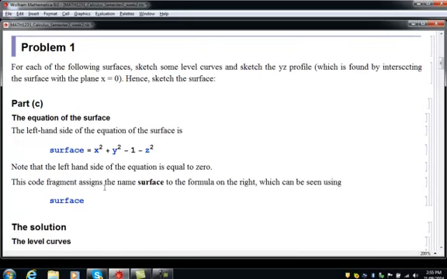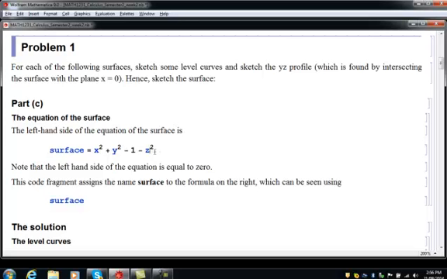So let's start with problem 1. And problem 1 says for each of the following surfaces, sketch some level curves and sketch the YZ profile, which is found by intersecting the surface with the plane x equals 0. Hence, sketch the surface. So, okay, we need to write down the equation of the surface. This is part C, by the way. We can write the left-hand side of the equation of the surface in this way.